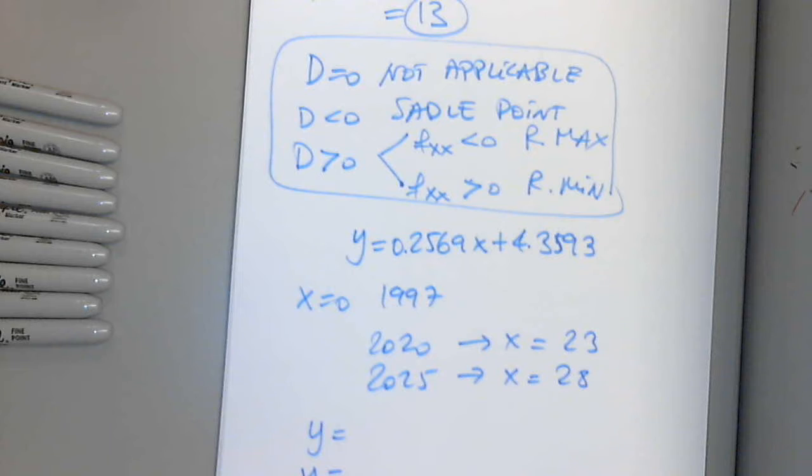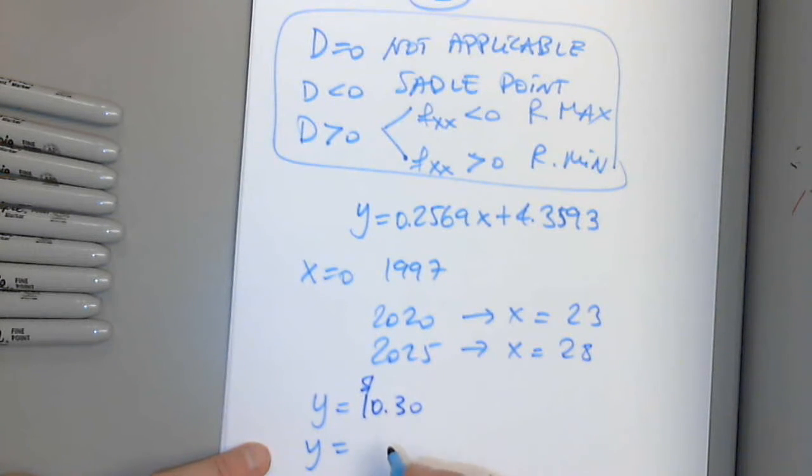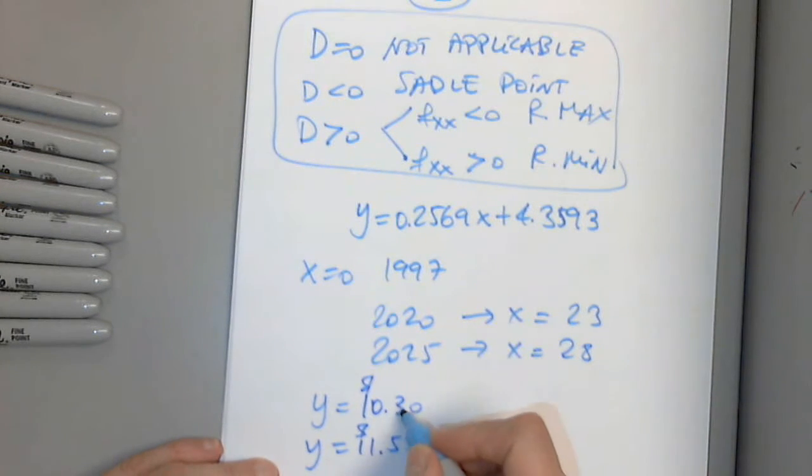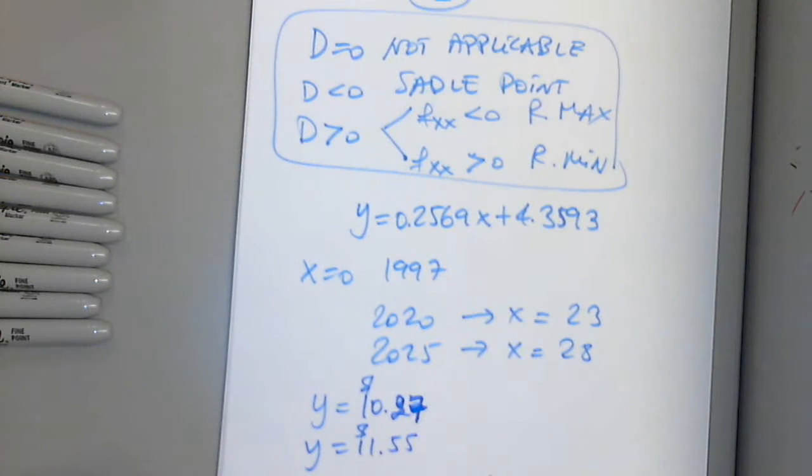So if the trend continues, it appears that it will be 10.30 and 11.55. The 30? Yeah, I think you're right. Maybe 2.7. I'm too optimistic. You're right, I stand corrected.